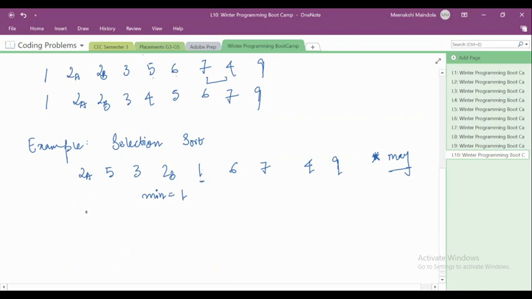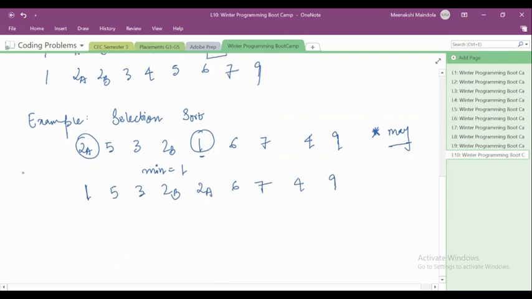So you have 1 here, then you have 5, 3, 2b, and this is swapped with the element which is at its position. So we have 2a here. Now we have 6, 7, 4 and 9. Right? Now what happens? This part of the array is considered to be sorted and the rest of the array is now going to be considered as something which we want to sort.